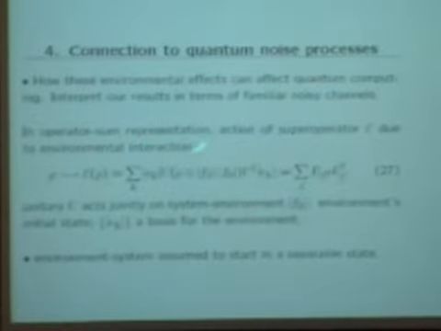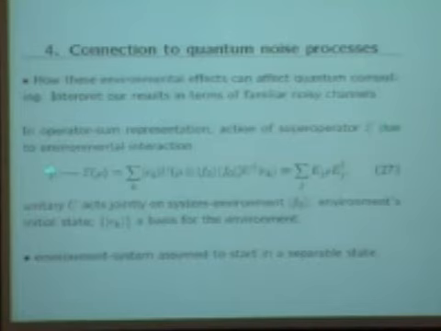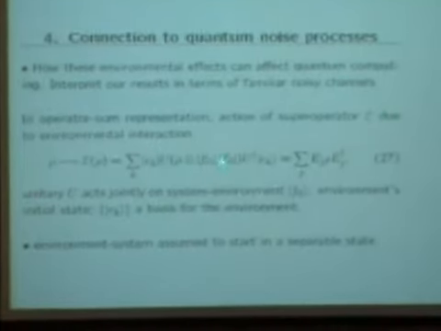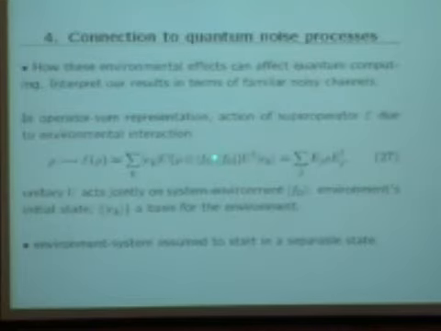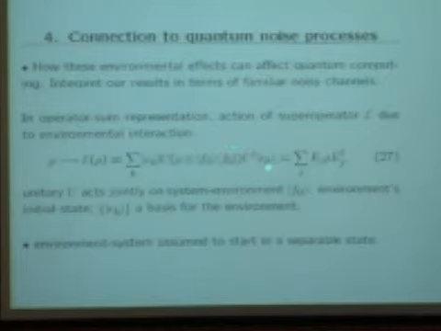If you use the operator sum representation, the action of a superoperator E due to environmental interaction can be thought of as follows. I have the environment started in a separable state, with this being the environmental state initially, and this is the density operator of the system. They together interact according to some unitary operation U, and then I trace out the environment. So this effect can immediately be written down in the form of these Kraus operators, which are in fact a partition of unity.